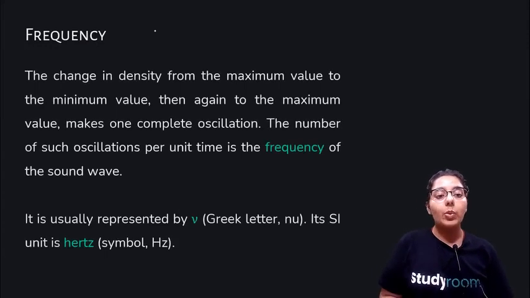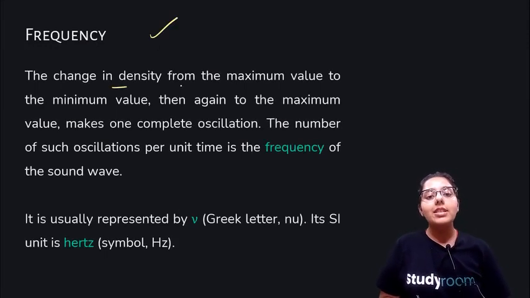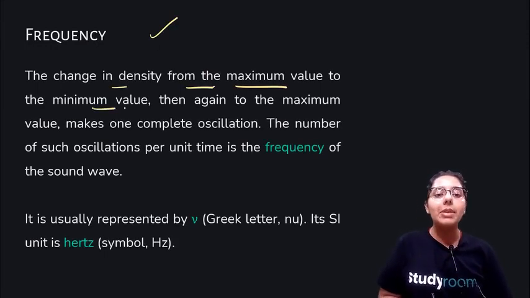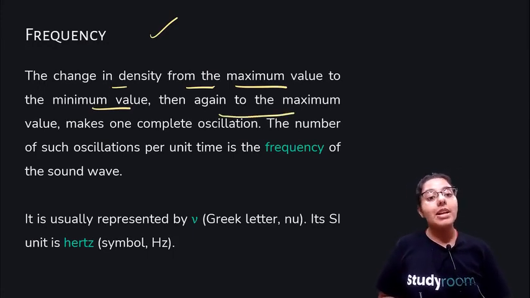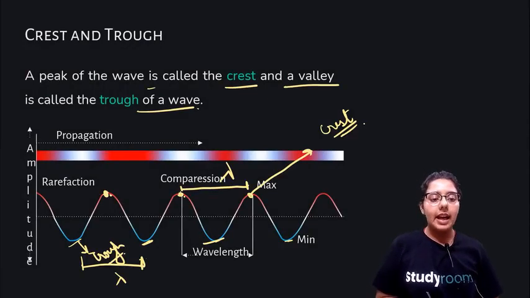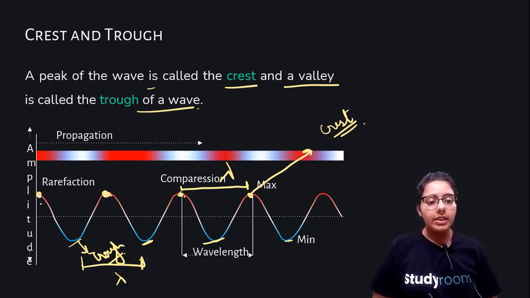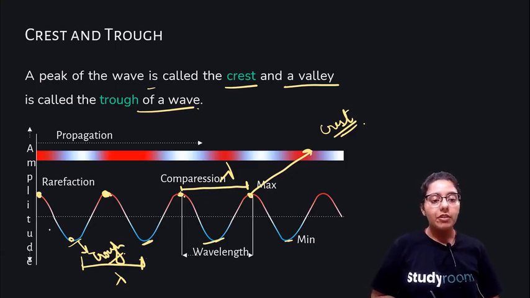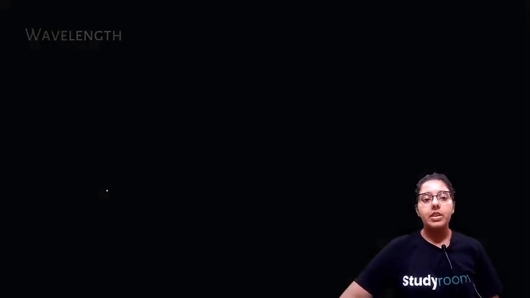So what is frequency? The change in density from the maximum value to the minimum value, then again to the maximum value, makes one complete oscillation. What do we mean by this? For example, let's see in this diagram. You started from here and you came here, right? From maximum to minimum, then minimum to maximum. So one complete oscillation has completed from here to here.